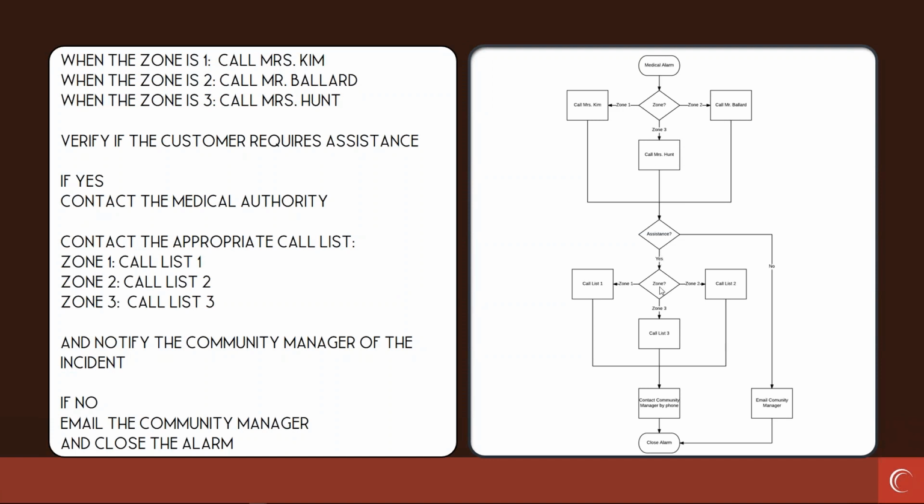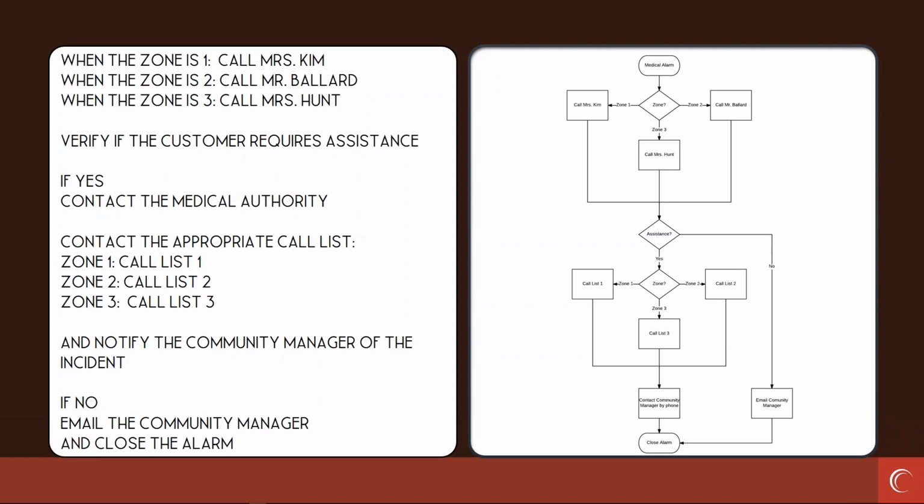If it's yes, then I verify if it's zone 1. Oops, I forgot to put my medical notification in there. I just realized I have a flaw in my flowchart. So if I have zone 1, call list 1. Zone 2, call list 2. Zone 3, call list 3. Then I contact the community manager and close the alarm. If it's no, then I just email the community manager and close the alarm. So that's pretty straightforward as far as my flowchart.